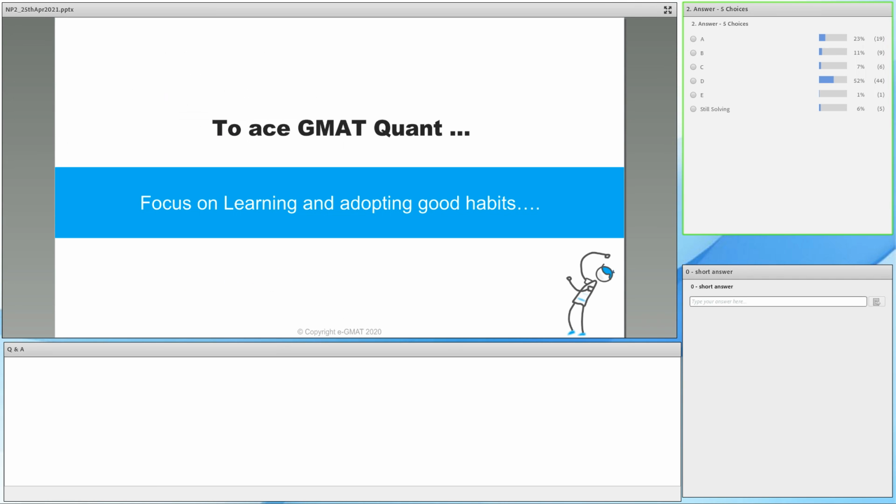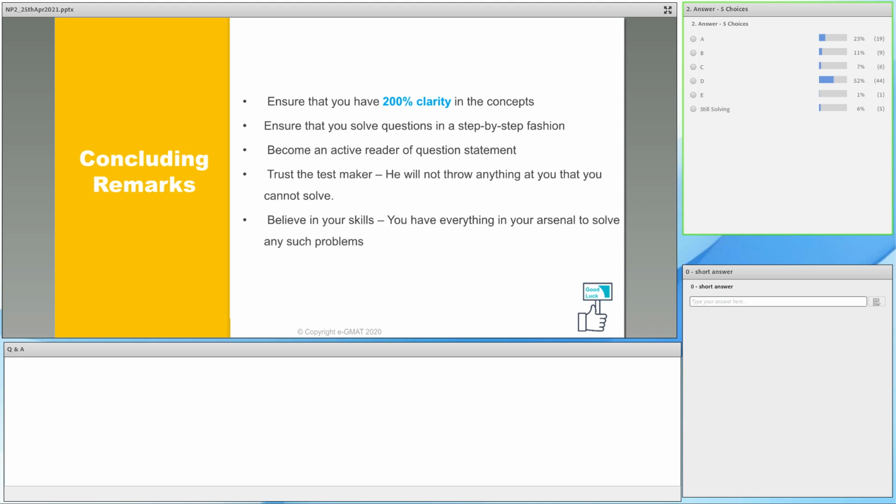To ace GMAT quant, focus on learning, build these habits. What do I mean by these habits? Think about all this process, frameworks and all. Every time I kept asking you, remember this constraint, it has to be lesser than 5. That's a habit to ensure that I do not forget. Make sure you build those concepts. Ensure that you cannot do the logic part unless you have clarity on the concept. So first build 100% clarity on the concept, then follow the process step by step.